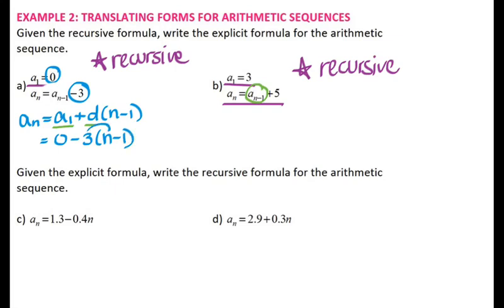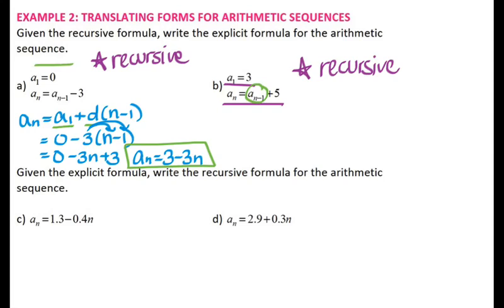This we can go ahead and simplify further, so I'm going to distribute. That gives me 0 minus 3n plus 3, since we're multiplying a negative and a negative. So your final explicit formula, after we combine like terms, is a_n equals 3 minus 3n. So we started with this recursive formula, and then we ended with that explicit formula. So we changed from recursive to explicit.